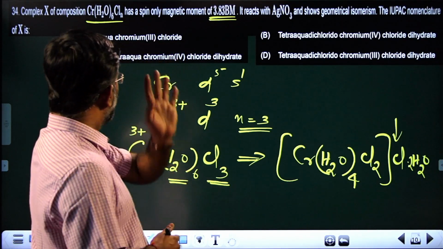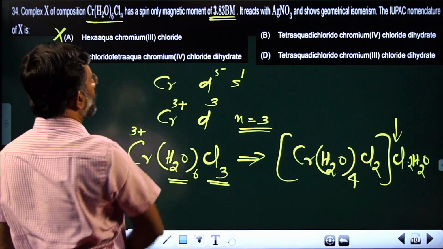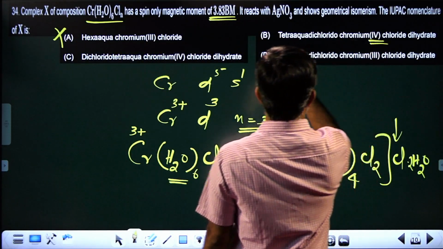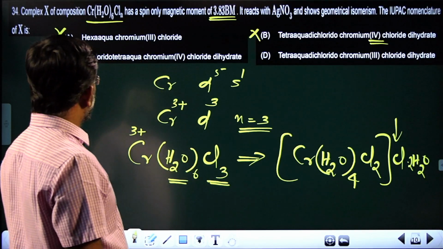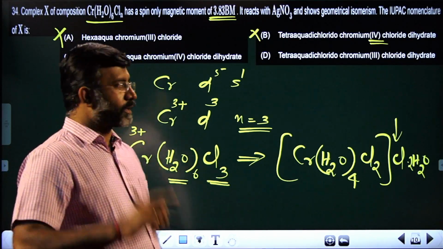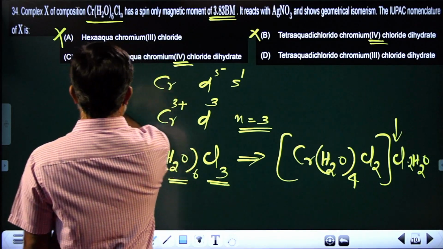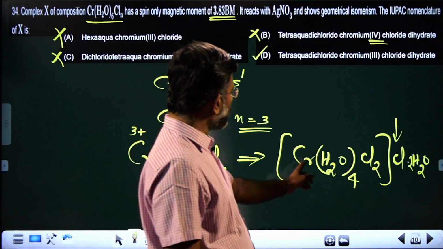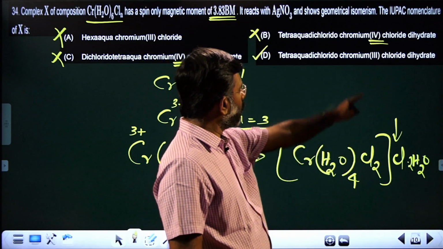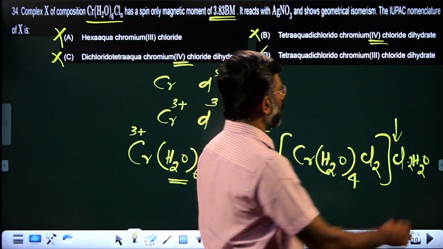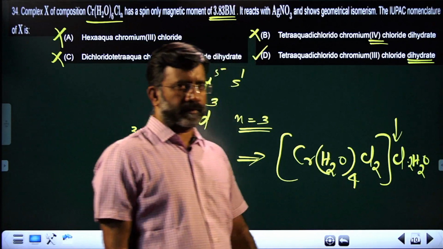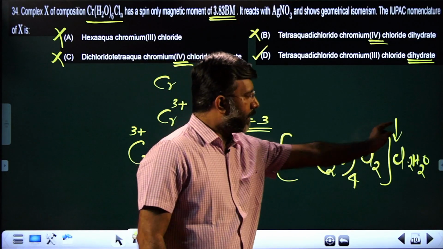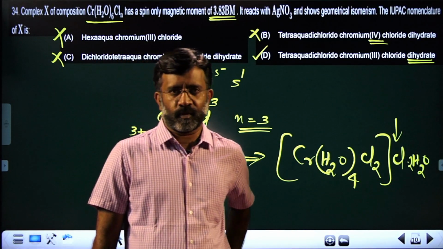Hexa aqua chromium 3, this is not it. Tetra aqua dichlorido chromium 4, it is wrong. Dichlorido tetra aqua, that is wrong. Aqua should come first. Moreover, the oxidation state is wrong. The answer must be option D. Let us examine: tetra aqua dichlorido chromium 3 chloride dihydrate. That is the correct answer. Right?